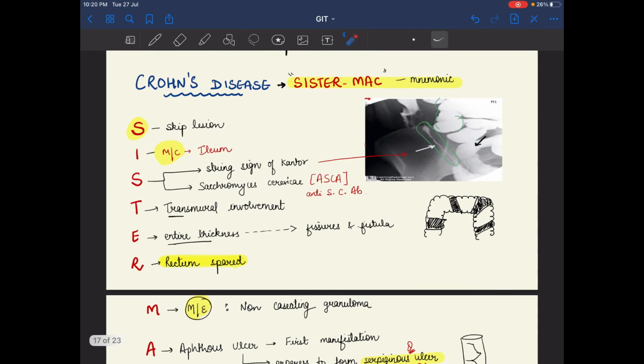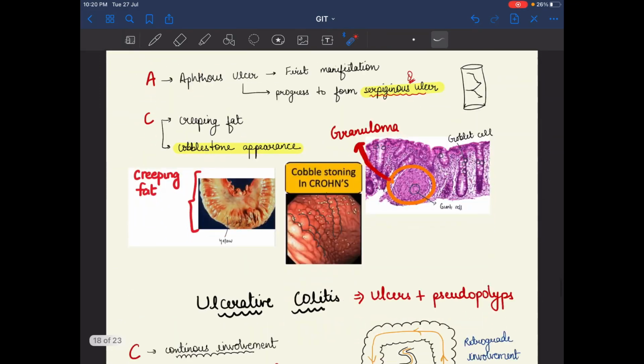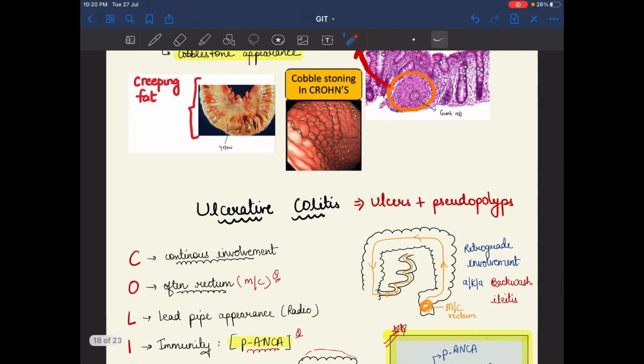I hope you get all the points related to Crohn's disease by this simple trick. Sister MAC. S for skip lesions, I for ileum involvement being most common, S for string sign of Kantor, S for Saccharomyces cerevisiae. T for transmural involvement, entire thickness. R for rectum is spared. On microscopy, we see non-caseating granuloma. A for aphthous ulcer, serpiginous ulcer. And C for creeping fat or cobblestone appearance seen in Crohn's disease.